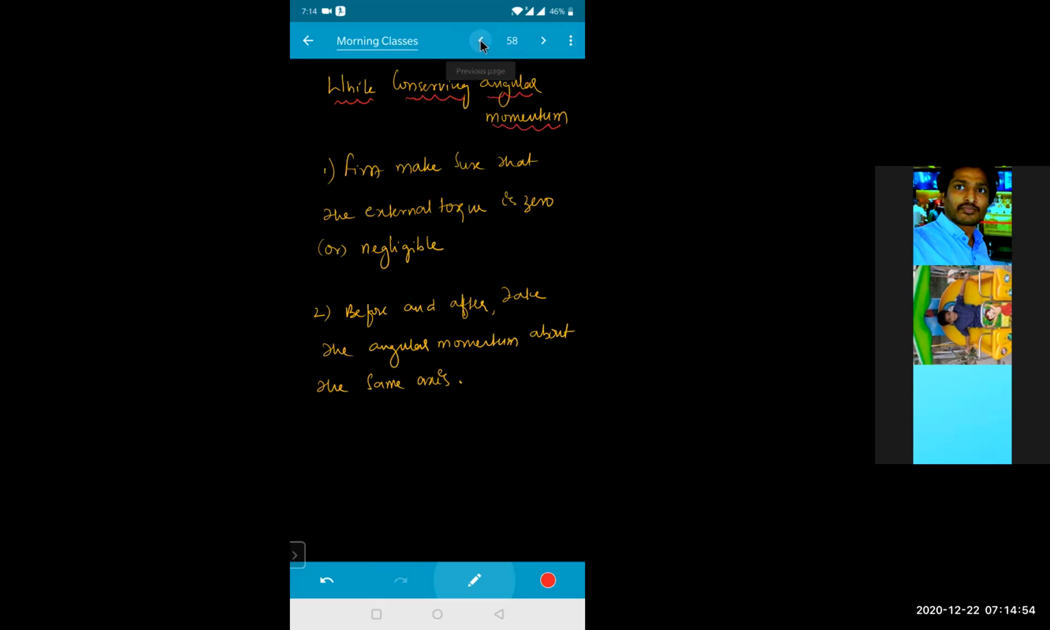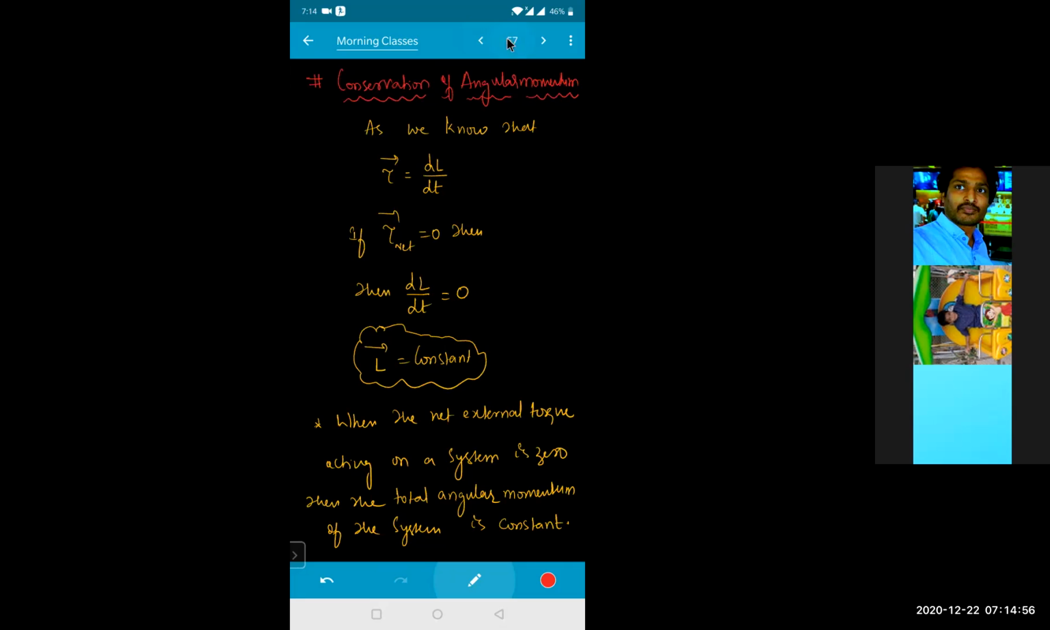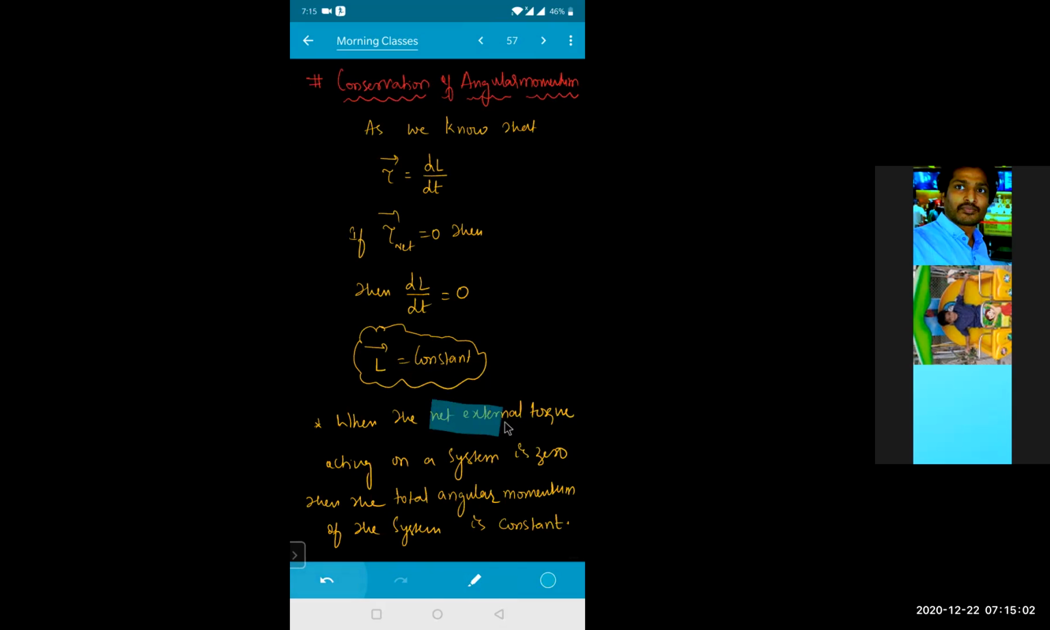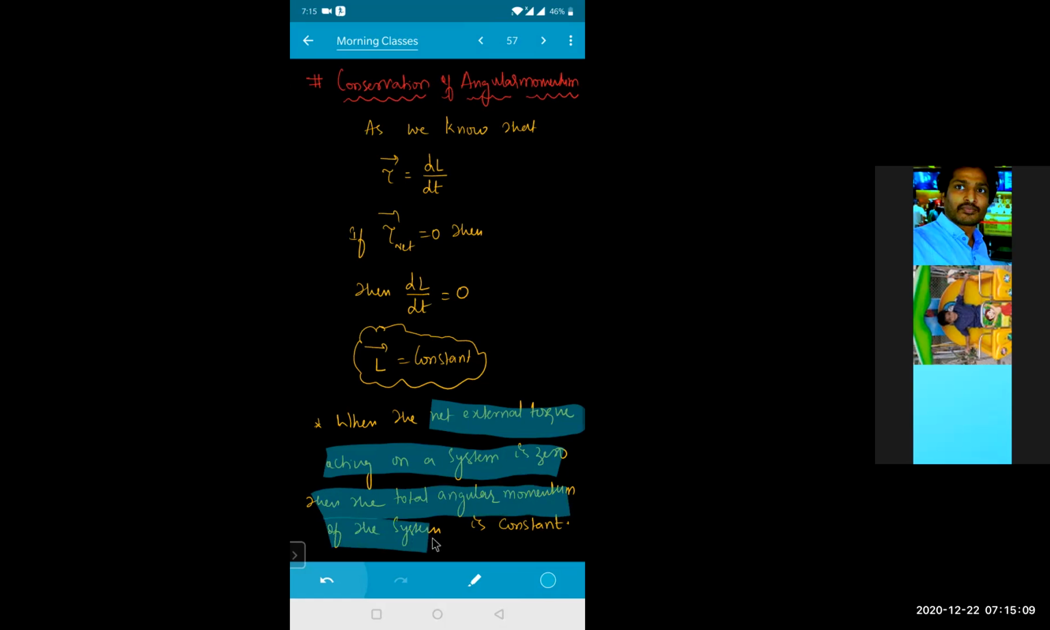So, look, let me give you one example. So what is angular momentum? When the net external torque acting on a system is zero, then the total angular momentum of the system is said to be what? Constant. So angular momentum is equal to constant.